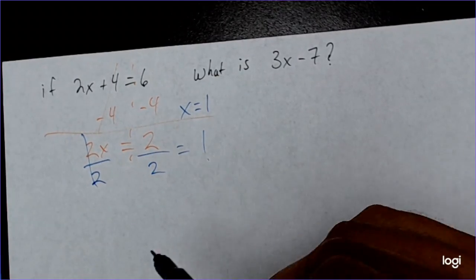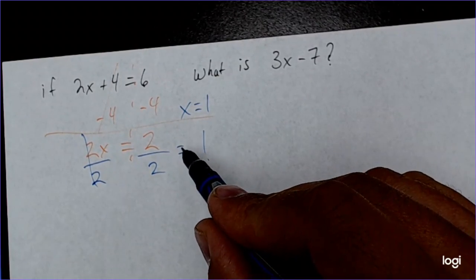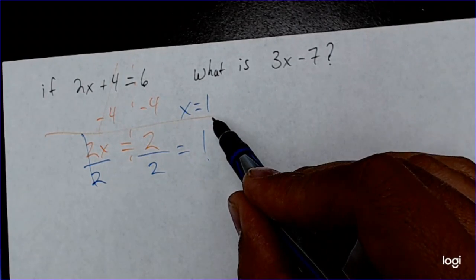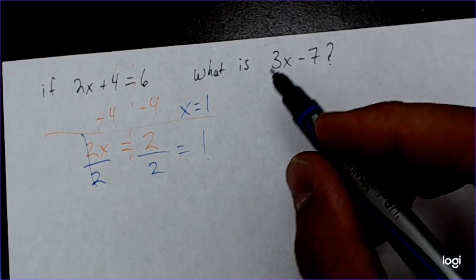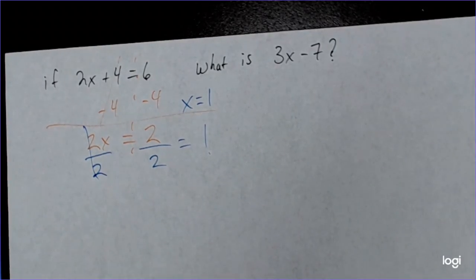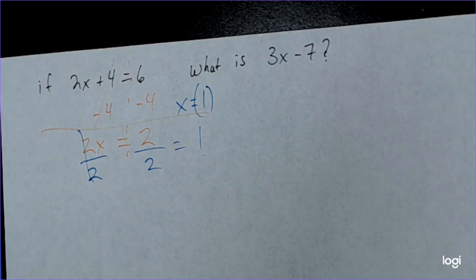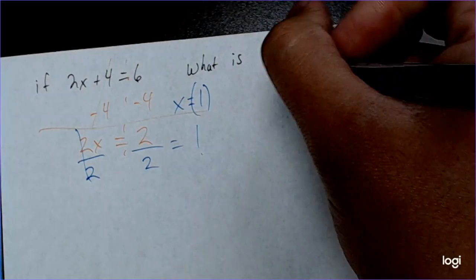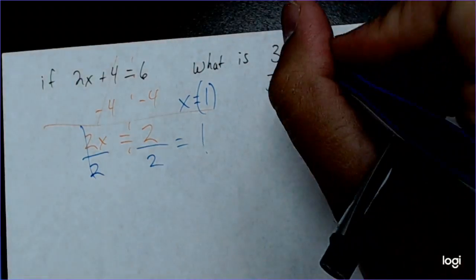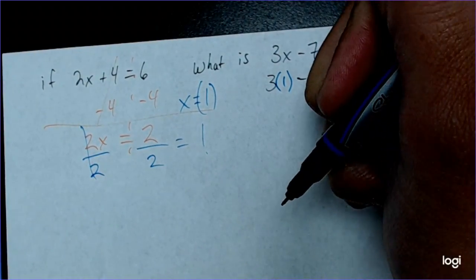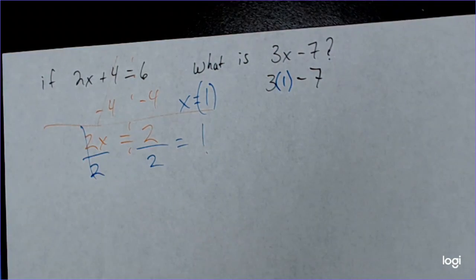Once I know that x is equal to 1, now I use that information by plugging it into the expression. Once I know the value of x, I can now solve the expression. So we're going to take this x equals 1, put it in parentheses, and we're going to rewrite this problem. So instead of writing 3x minus 7, I'm going to put 3 times parentheses 1 minus 7. And then I can solve that expression now that it's all numbers.